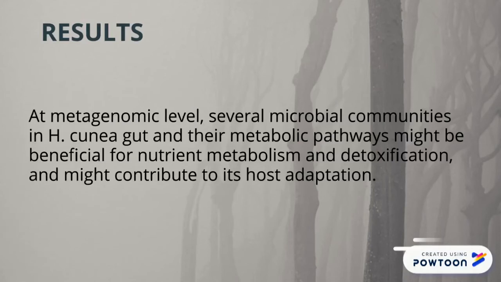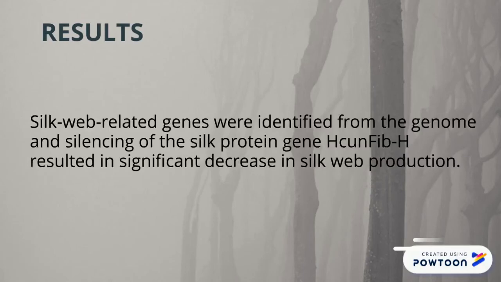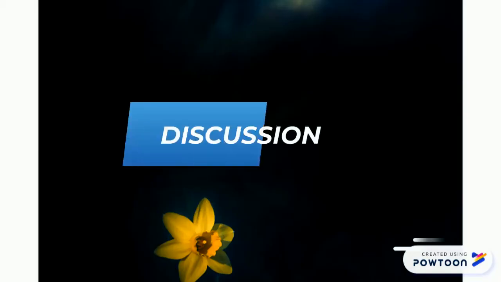in host adaptation. At the metagenomic level, several microbiome communities in the Hyphantria cunea gut and their metabolic pathways might be beneficial for nutrient metabolism and detoxification and might contribute to its host adaptation. Silk web-related genes were identified from the genome, and silencing of the silk protein gene resulted in a significant decrease in silk web production.